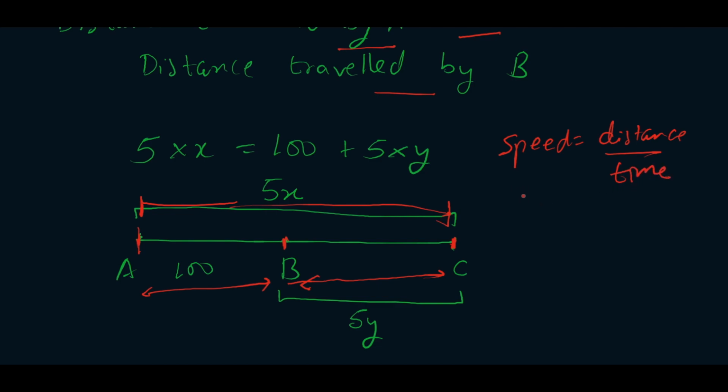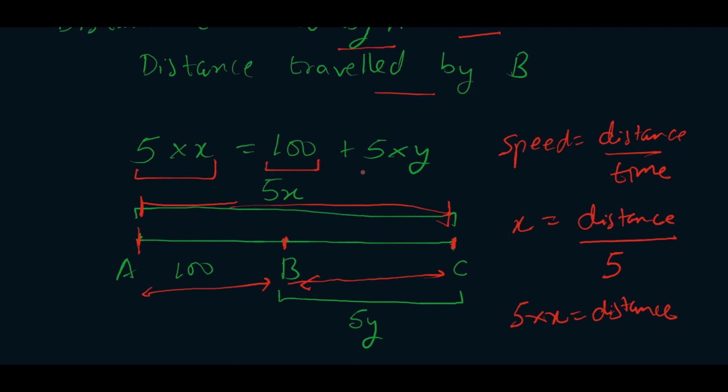So the speed of A is x. So x will be equals to the total distance traveled by A divided by time. So time taken by A is 5. So in place of time we write 5 hours. So 5 times x will be the distance traveled by A. So we write 5 times x. This will be equals to 100 plus 5 times y, where 5 times y is distance traveled by B. So 100 plus 5y equals to 5x.